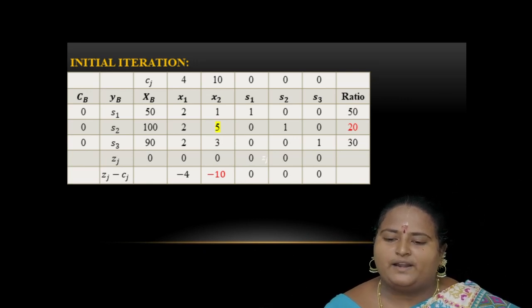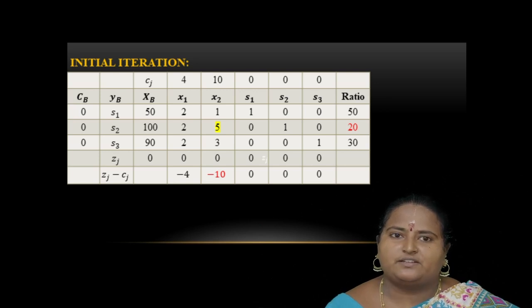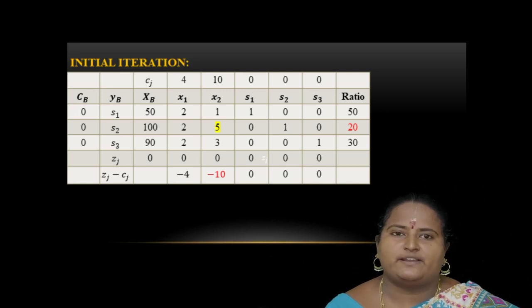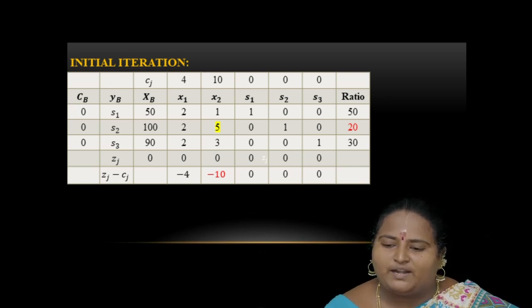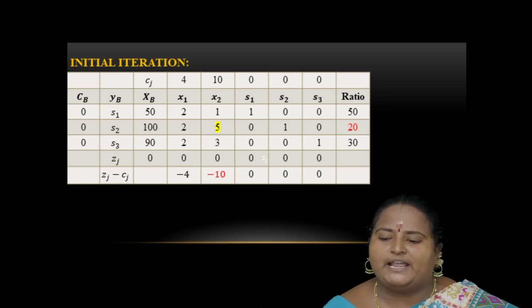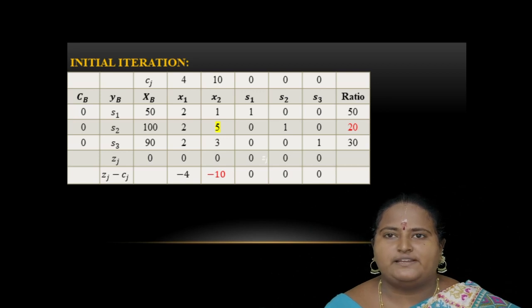For S1, we have the first constraint. So the coefficient of S1 in the first constraint is 1. For the other two constraints, its value is 0. For S2, the second constraint has the coefficient 1 and for the other two constraints 0. For S3, the third constraint only has the value 1. For the other two constraints, its coefficient is 0.